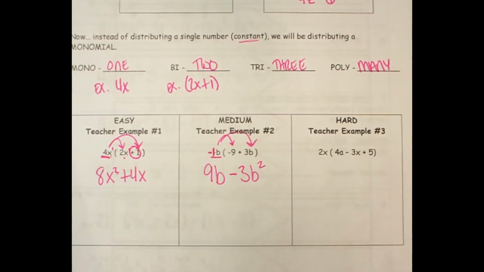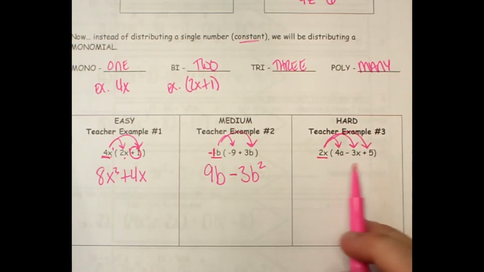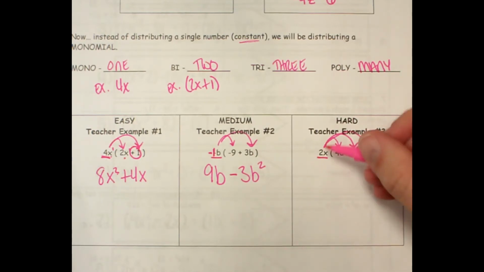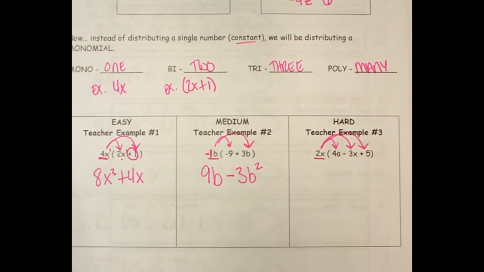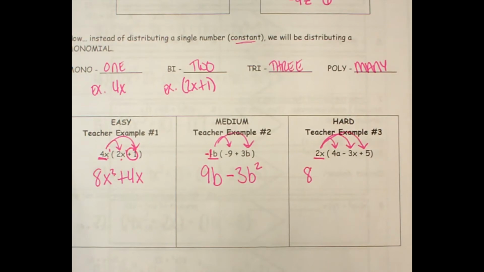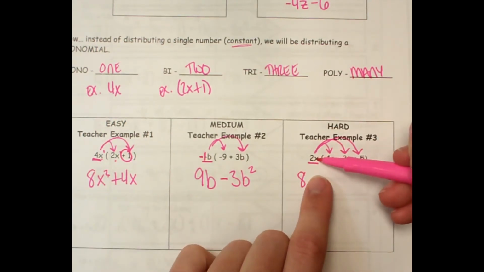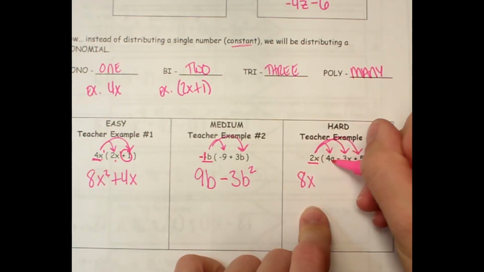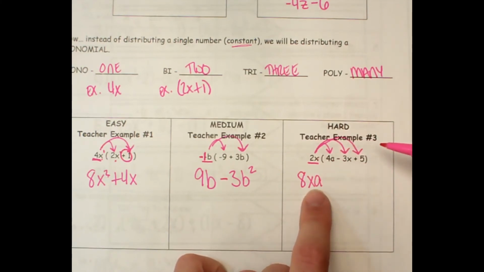This is the hardest one because you have your monomial on the outside, but when you draw your arrows, which you should be doing on each example, you have 3 terms inside your parentheses, which makes this a trinomial. So it's the same way. You're going to multiply the numbers and then make sure you bring down your letters. So we have 2 times 4, which gives us 8. Now, don't forget, you have an X. There's only one of them. You have an A. There's only one of them. You need to be sure they're both written. The proper way is that they're written in alphabetical order. We'll get to that in a second.